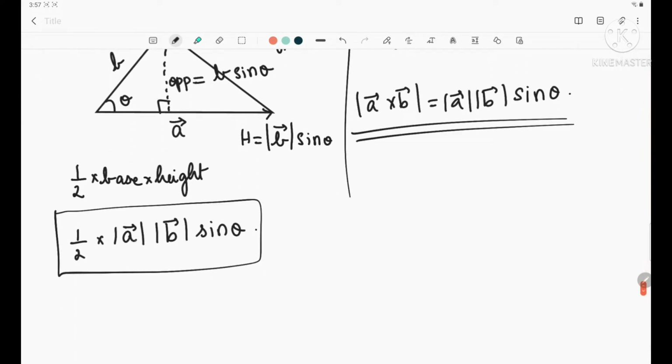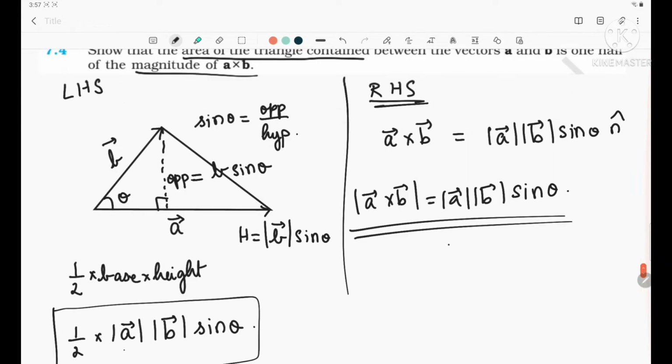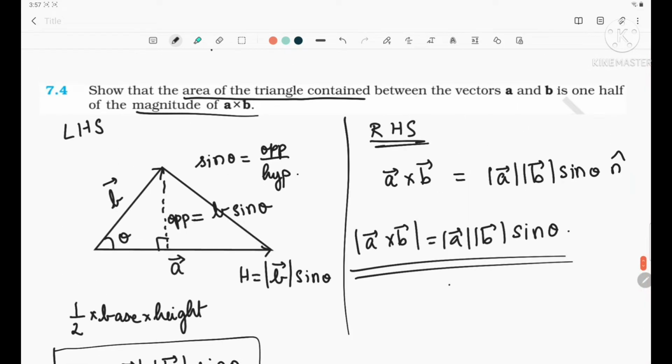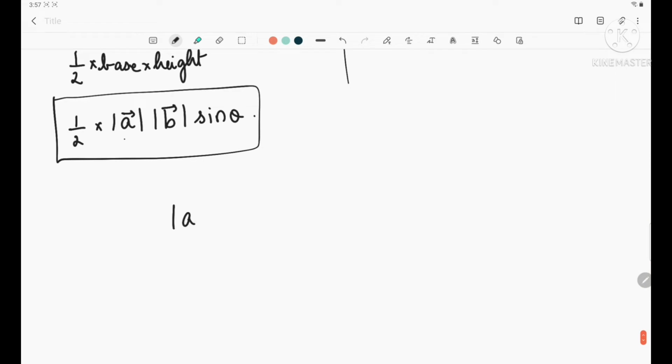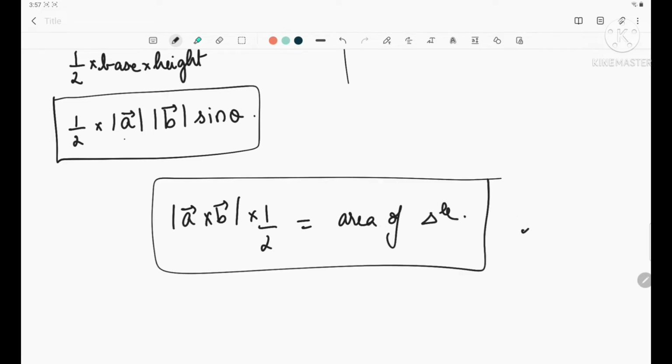So that's it. Left hand side and right hand side we have got, and we have to prove that the area of the triangle contained between vector a and vector b is 1/2 of the magnitude of a cross b. So we have proved that. The magnitude of a cross b into 1/2 is equal to the area of the triangle. So hence proved. This is your answer.